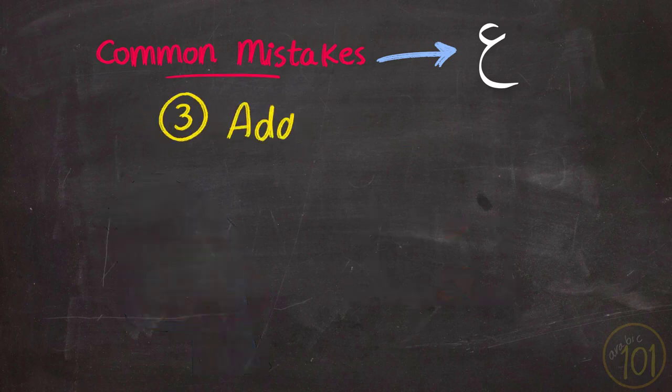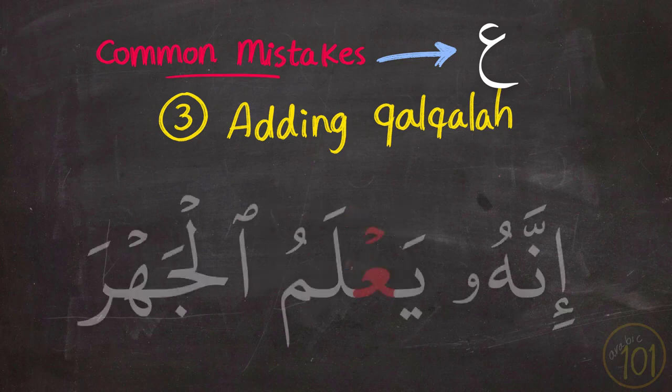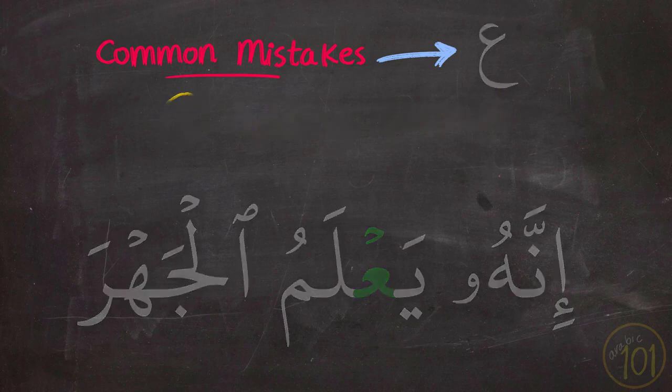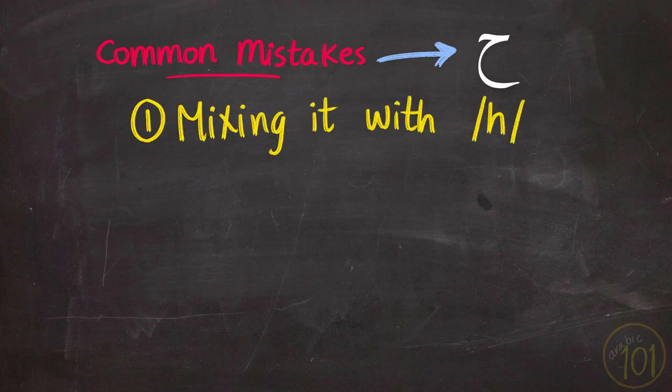Finally, adding qalqala to ayn with sukun, and it sounds like this. Na'budu, na'budu. Innahu ya'lamul jahr. The ayn is not a qalqala letter. If it has sukun, then it is fully sakin, a pure consonant. Innahu ya'lamul jahr.